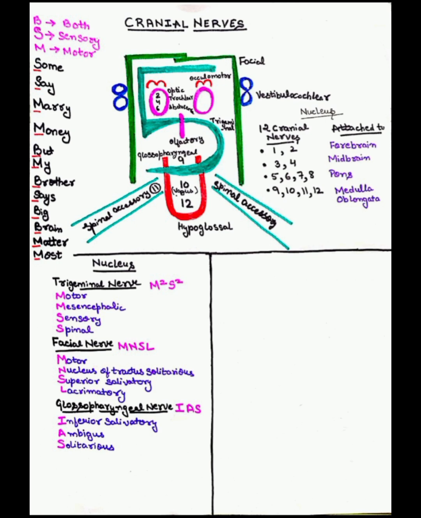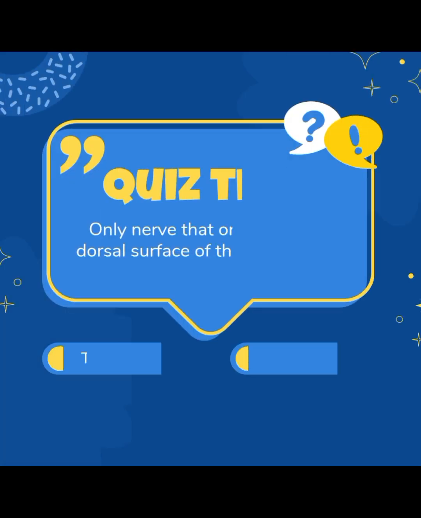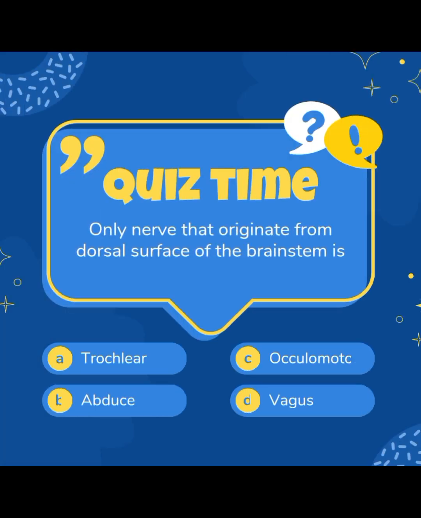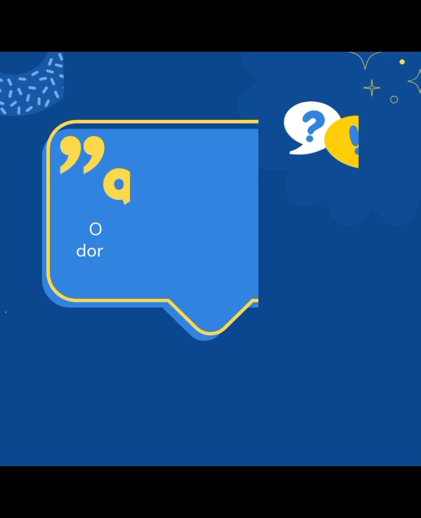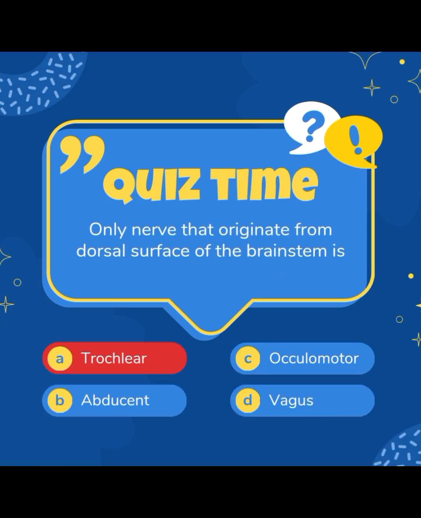So now is the quiz time. Your first question. Only nerve that originates from the dorsal surface of the brainstem is: your options are trochlear, oculomotor, abducens, and vagus. So what is the answer? Yes, trochlear.